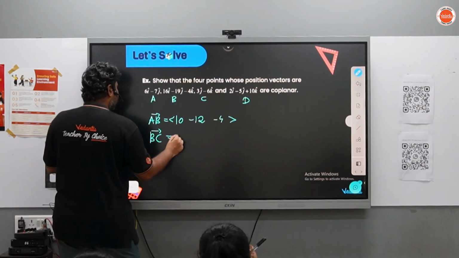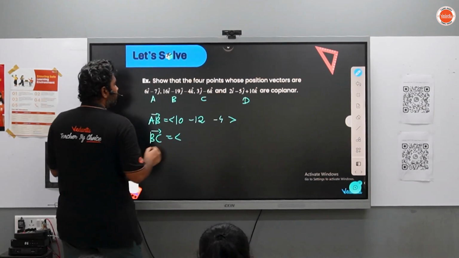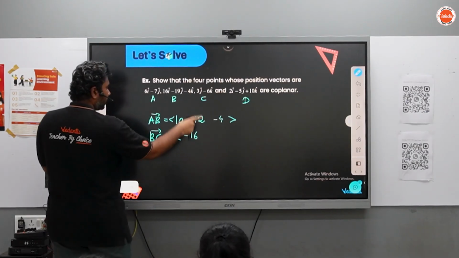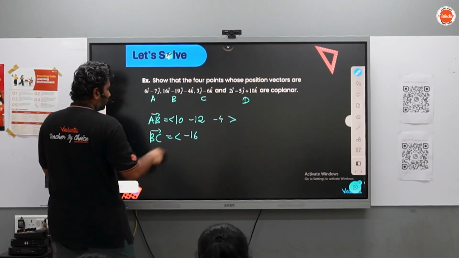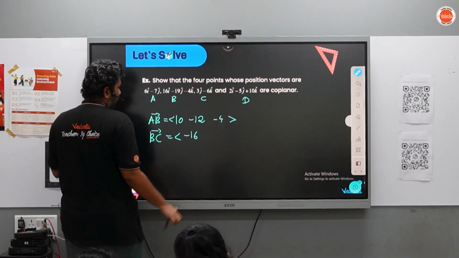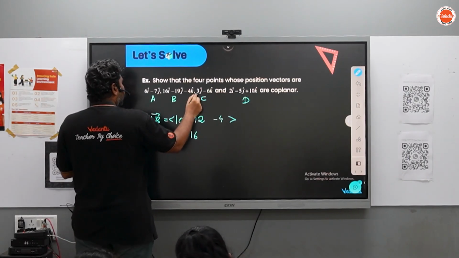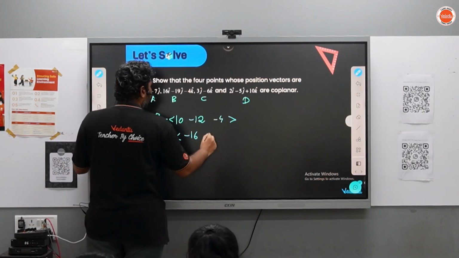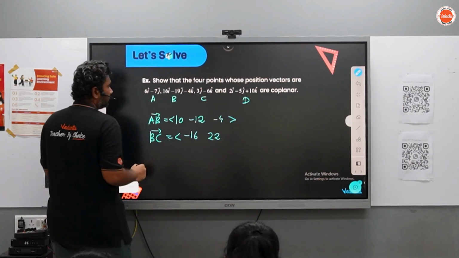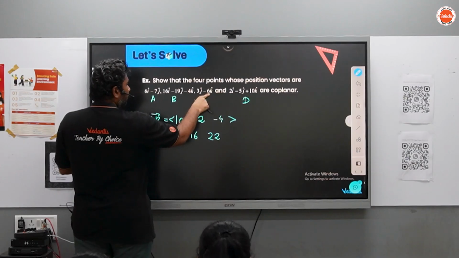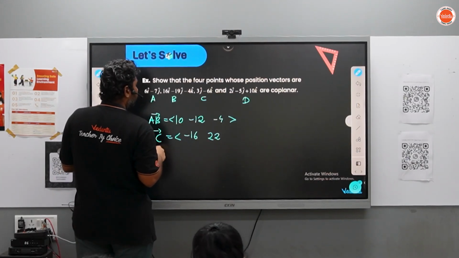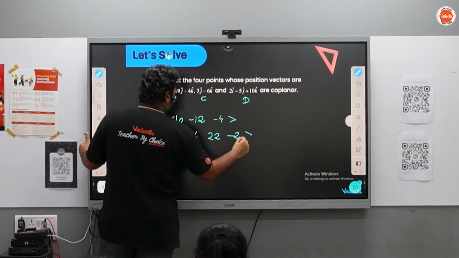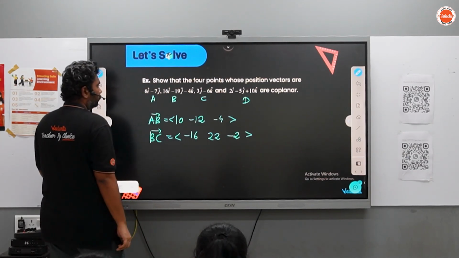BC vector: C vector minus B vector. Remember, OC vector minus OB vector, final minus initial. So minus 16, 22 J cap, minus 6 plus 4, minus 2, okay.